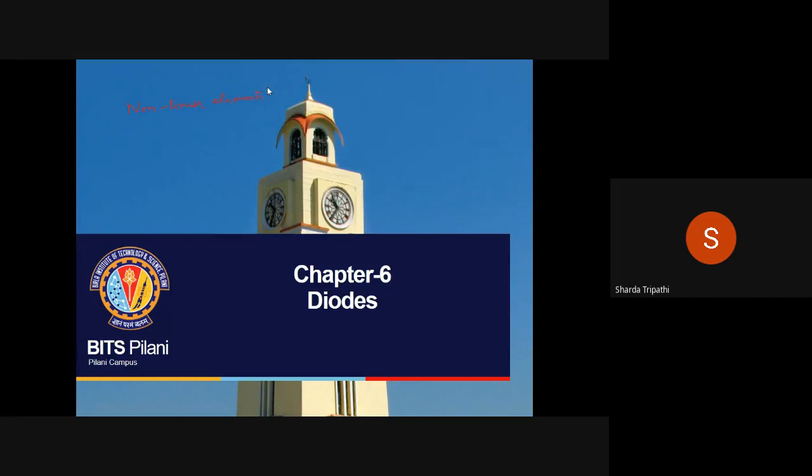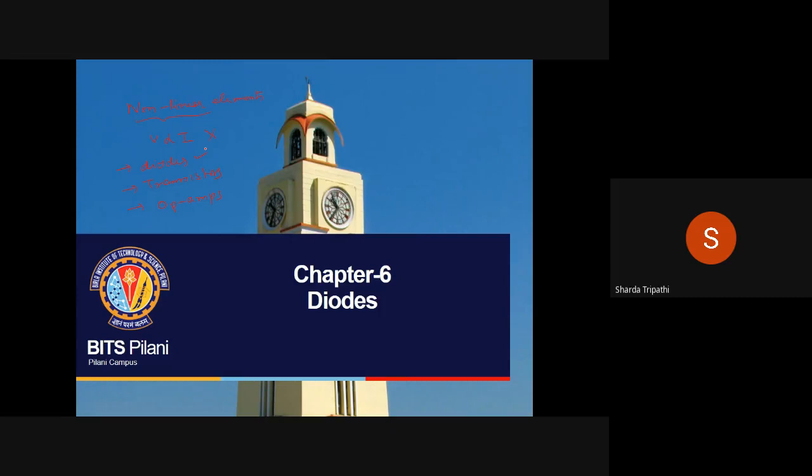What are these non-linear elements? Non-linear elements are those elements where the V directly proportional to I relationship is no more valid. So typical examples of these type of elements are the diodes, the transistors, and the operational amplifiers. The simplest of all is the diodes, with which we are going to begin this section.